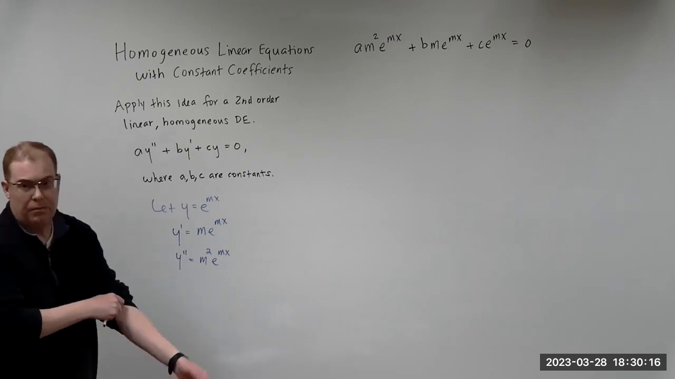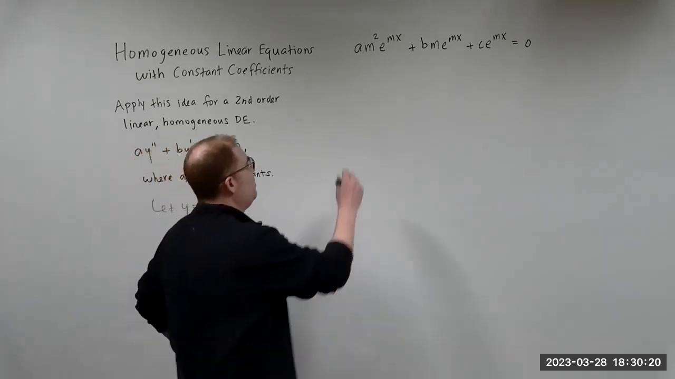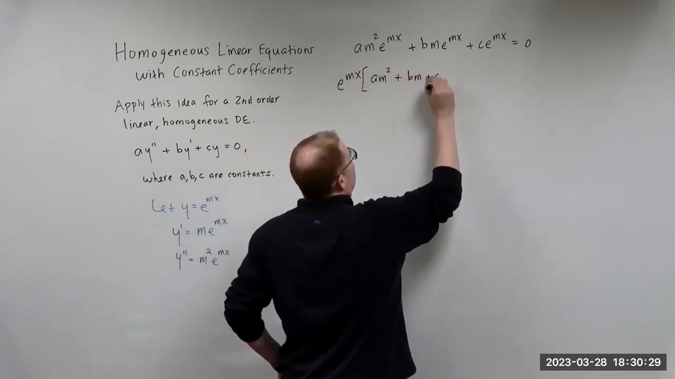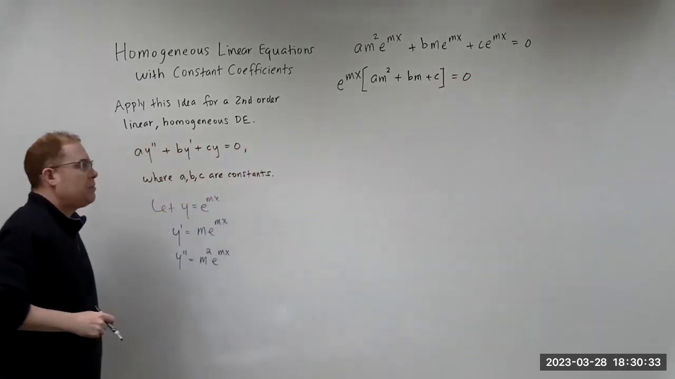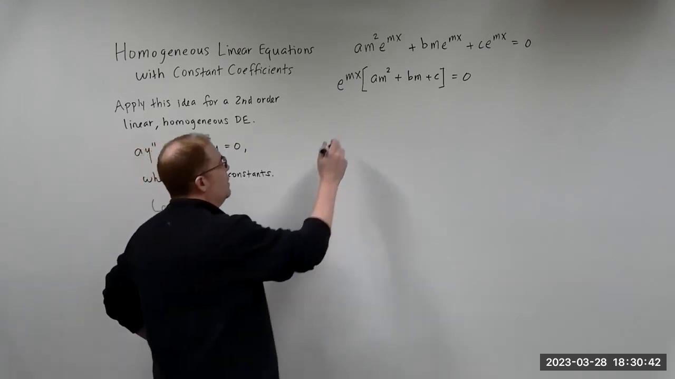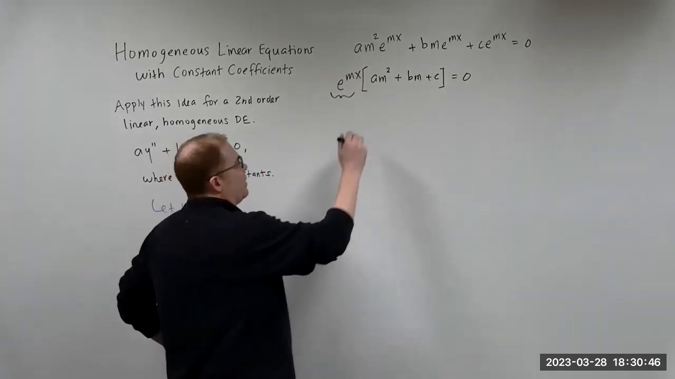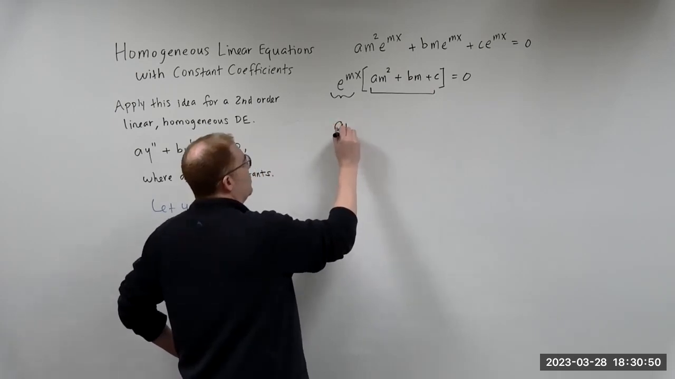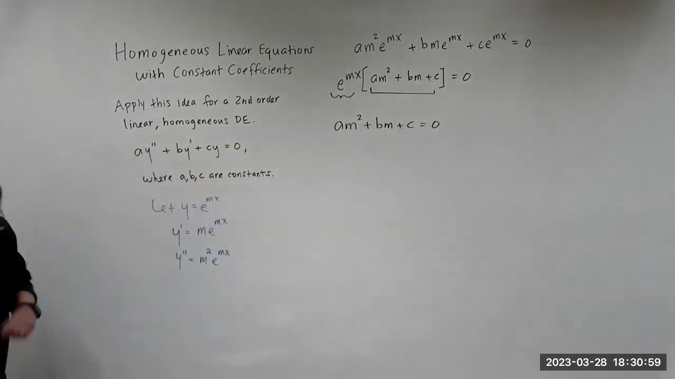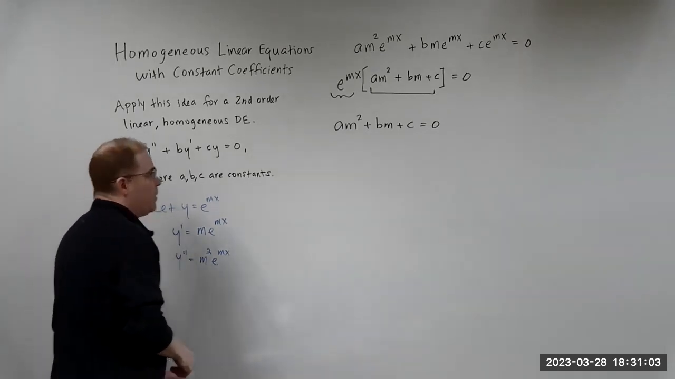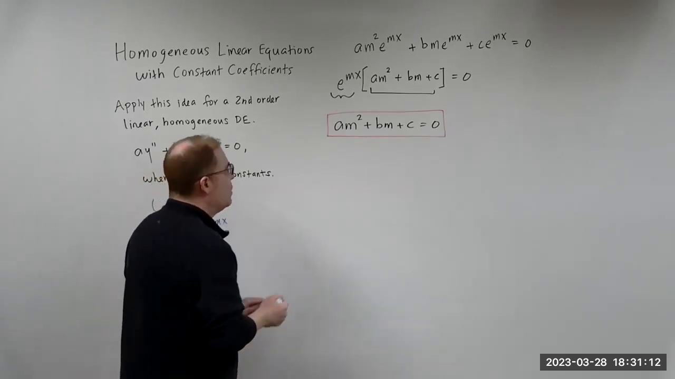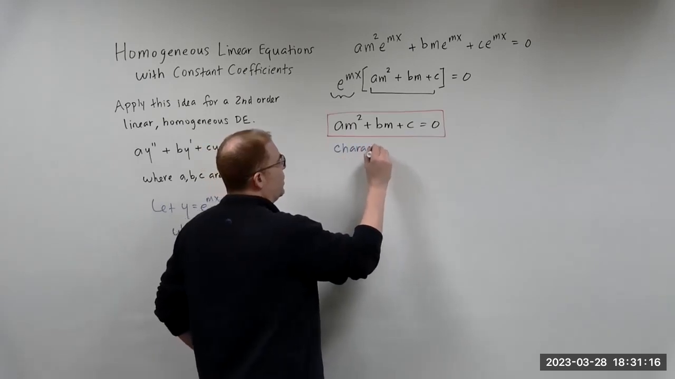If you notice, we have a common factor again, e to the mx, so we can factor that out. We all know that there's no value that will make e to the mx equal to zero, so we can just ignore that and focus on this. There is our auxiliary equation, or sometimes they call it the characteristic equation.